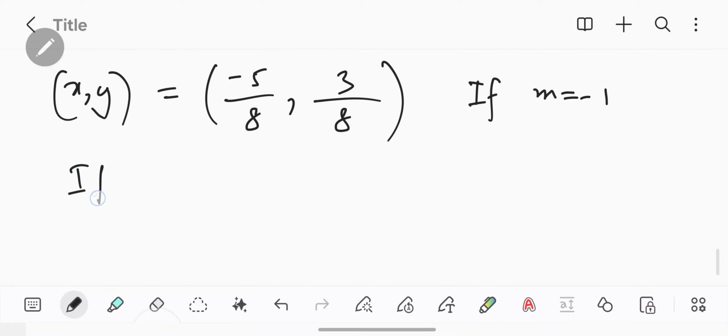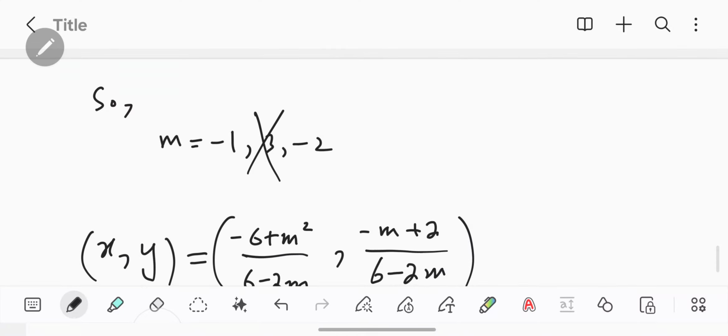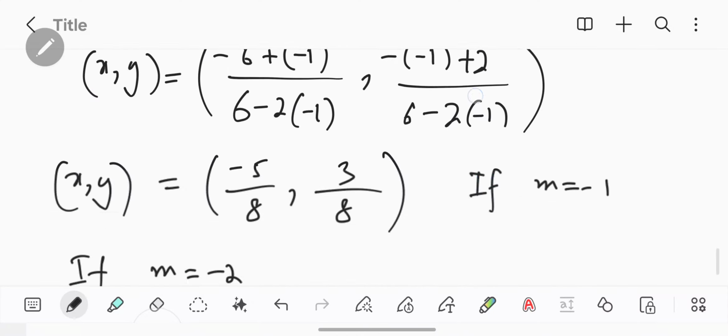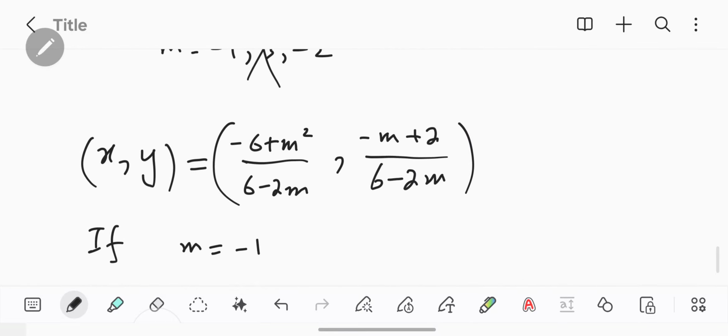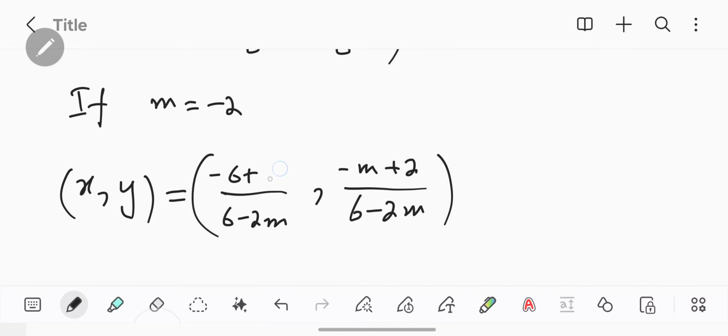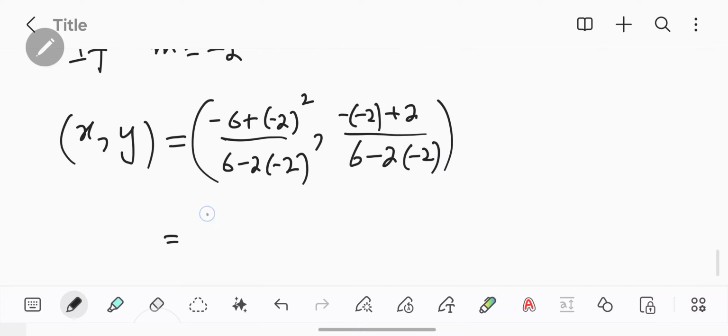We have the other value also, if m is equal to minus 2, because minus 1 and minus 2 had not been considered. So we will consider m is equal to minus 2, and I will put this m is equal to minus 2 here again. So here in place of m, I will put minus 2. Then I will solve these values.